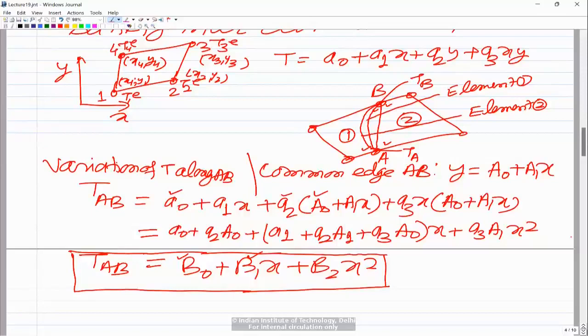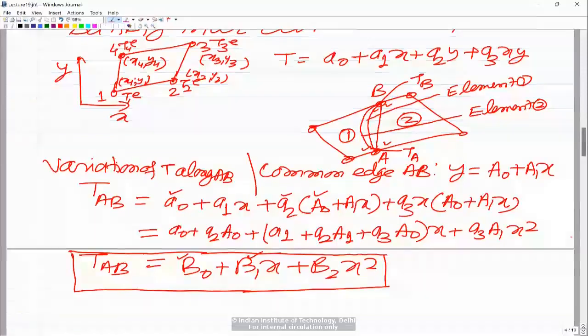Whereas if it was a rectangular element, as I said earlier, this equation simply would have been y equal to constant, and if you put y equal to constant here, you would get TAB as a linear function of x. And if it is linear and at A and B we have the same values of temperature in both the elements, then in between it is going to be a unique variation. So both elements 1 and 2 would give you the same temperature variation along AB. So basically we will satisfy the compatibility condition.